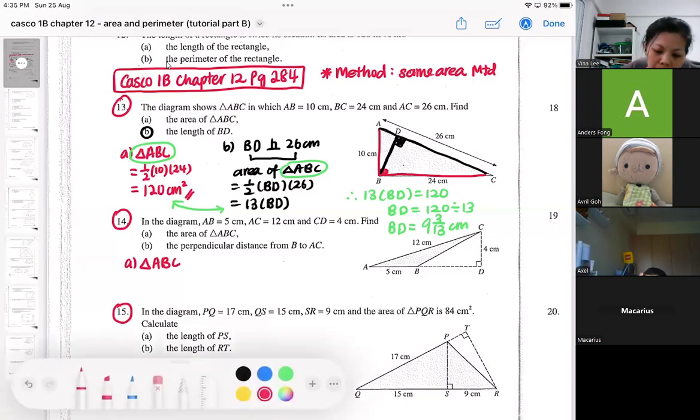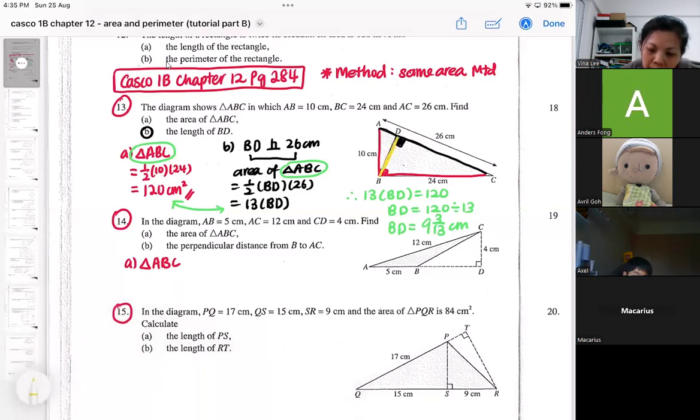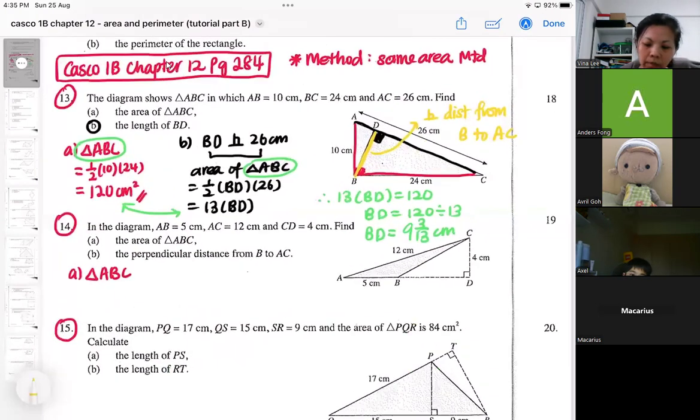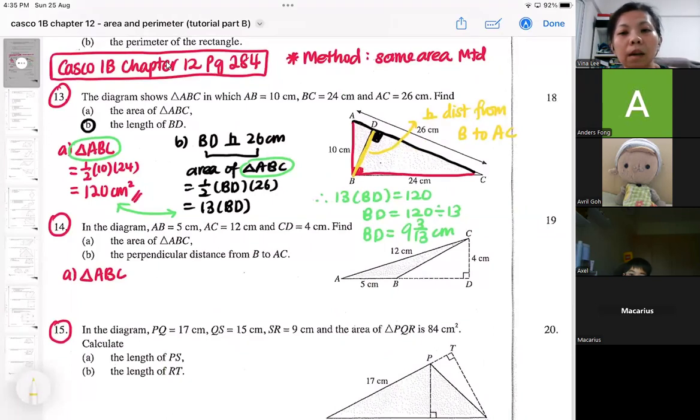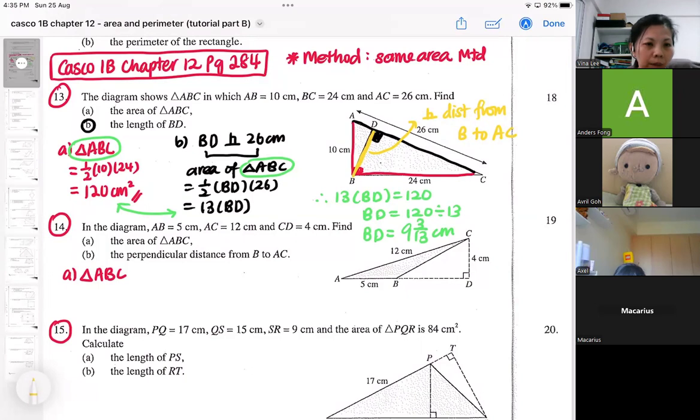There is also another name for this line. This line is also known as the perpendicular distance from B to AC. Sometimes they will phrase it in this way. So please process the idea. The next two questions will be the same idea.